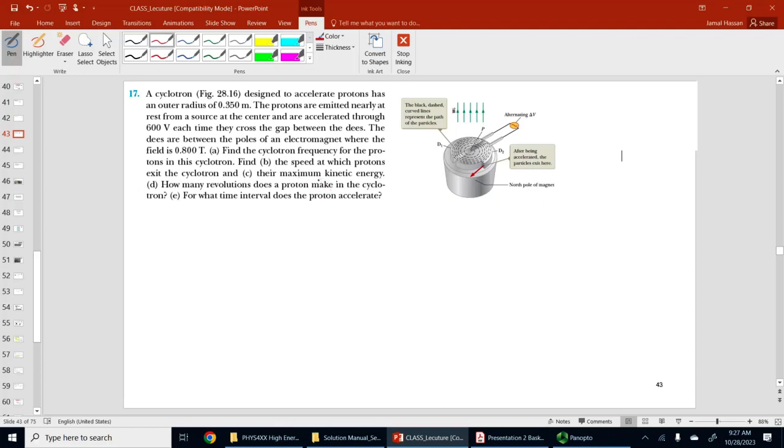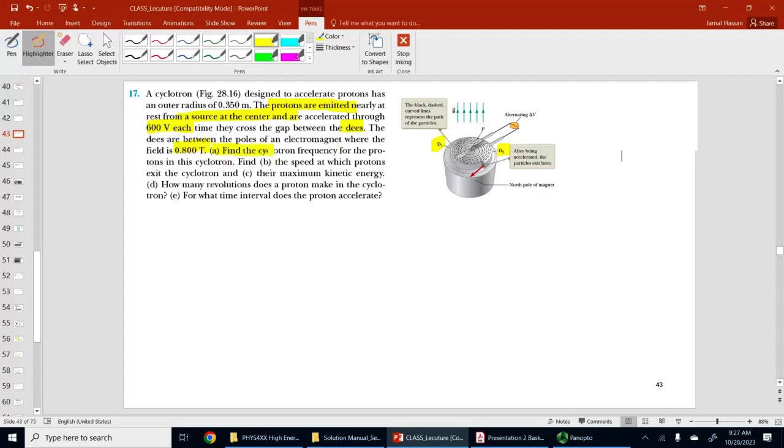A cyclotron designed to accelerate protons, in this case, has an outer radius of 0.35 meters. The protons are emitted nearly at rest from a source at the center of the cyclotron and are accelerated through 600 volts each time they cross the gap between the D's. D's means D1, D2, discussed again within the lecture. The D's are between the poles of an electromagnet where the field is 0.8 Tesla.